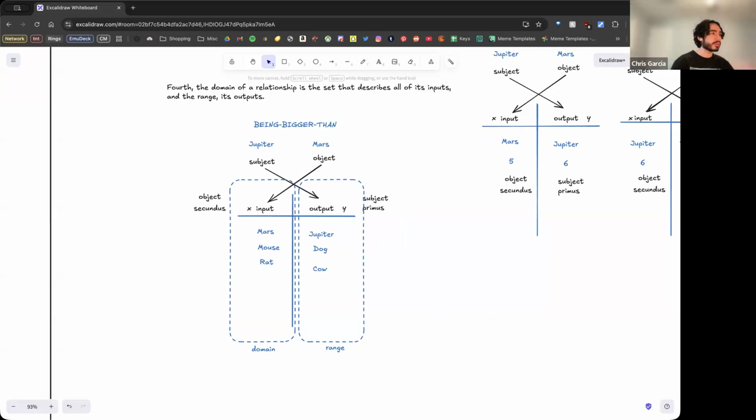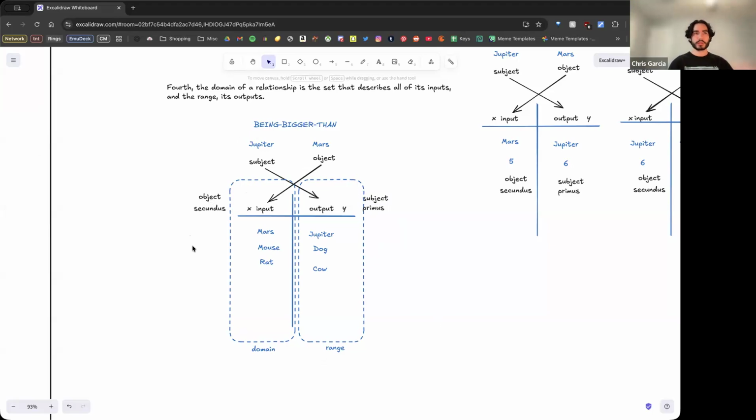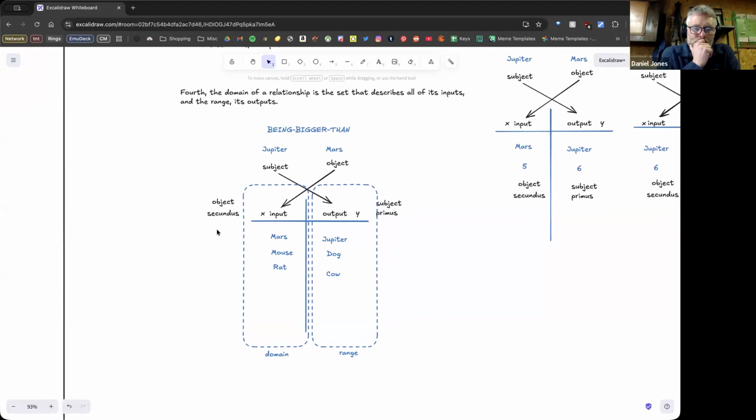So let's see. Our progression here has been subject, object, and then is it primus secundus, and then input output. And then the collections are now domain and range. Okay. I think we could probably keep going.